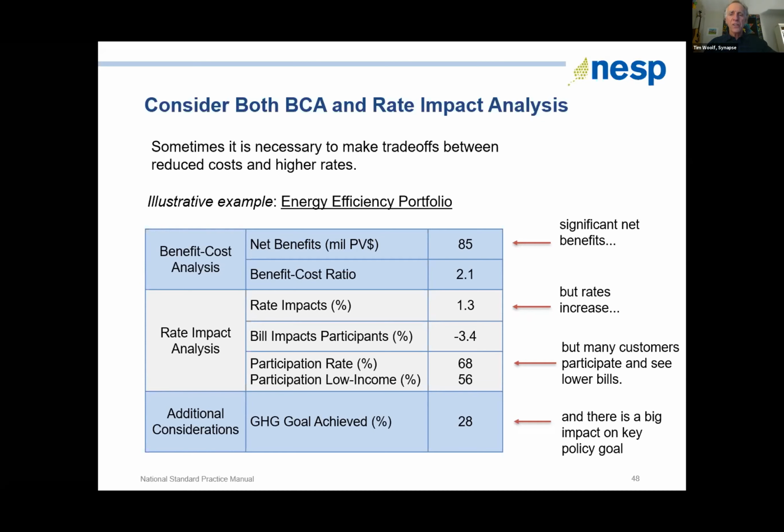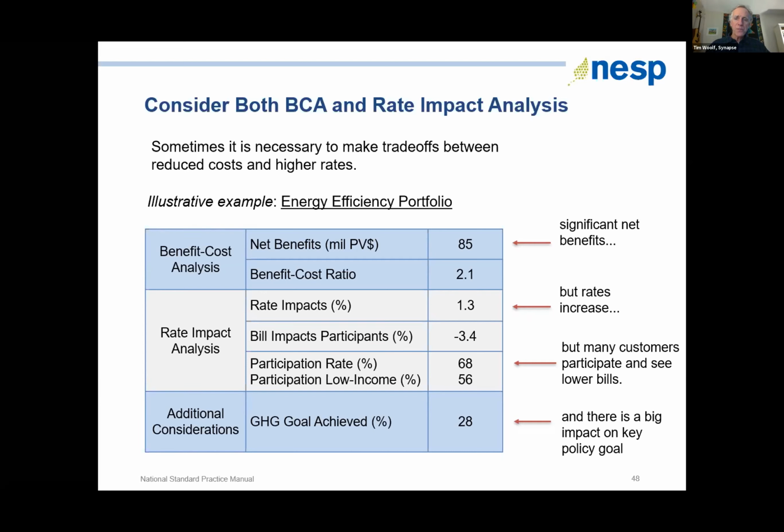And continuing a theme we had from before, if your state is putting a priority on meeting greenhouse gas targets, you could put that information in here too. And it just helps fill in the whole picture. And so in this case, you can get to 28% of your targets through energy efficiency. That seems like a pretty good upside.